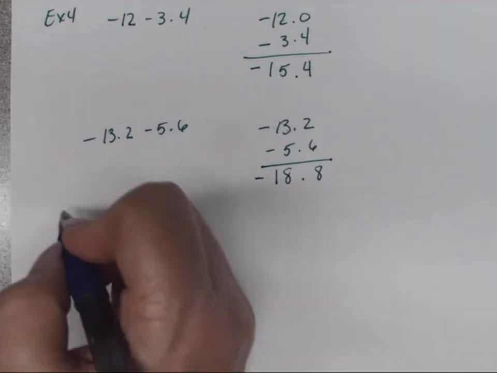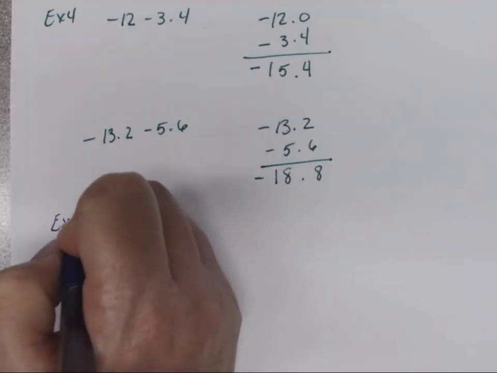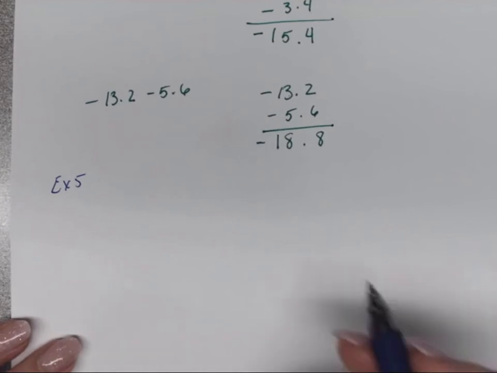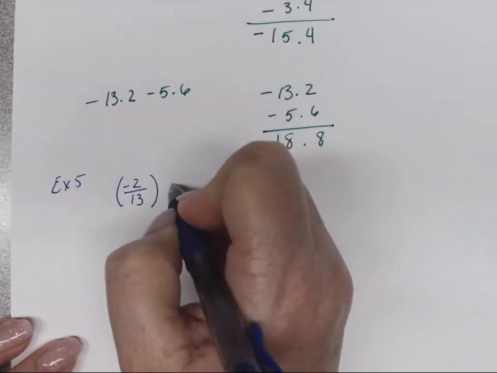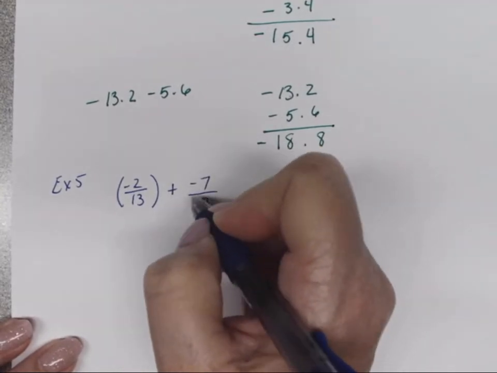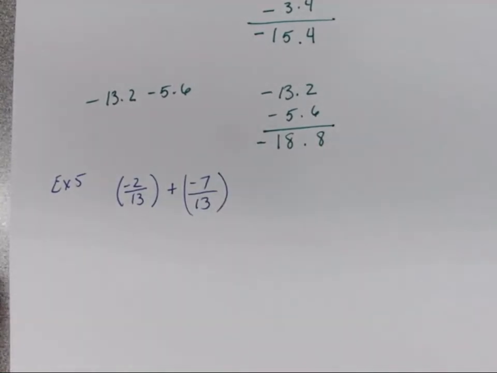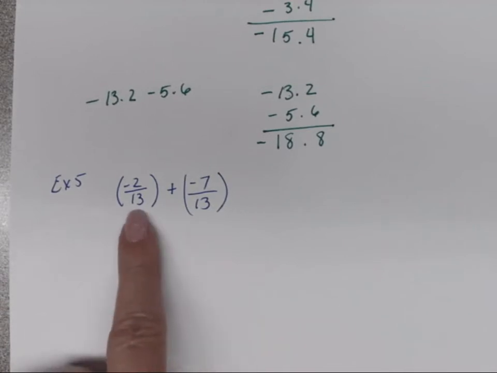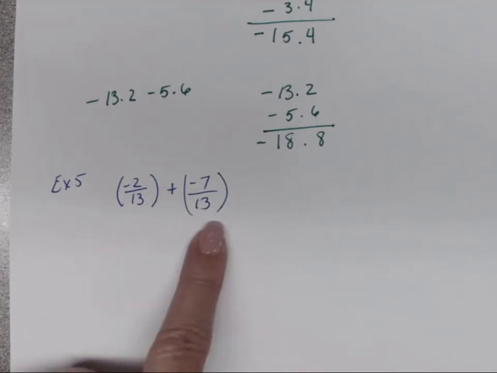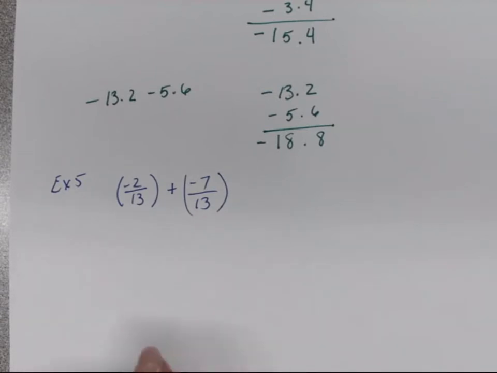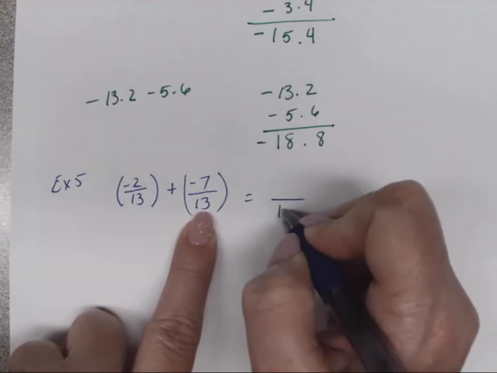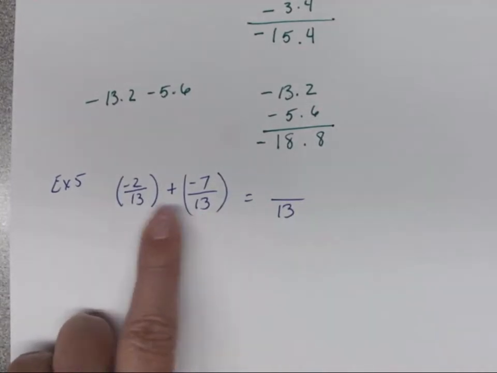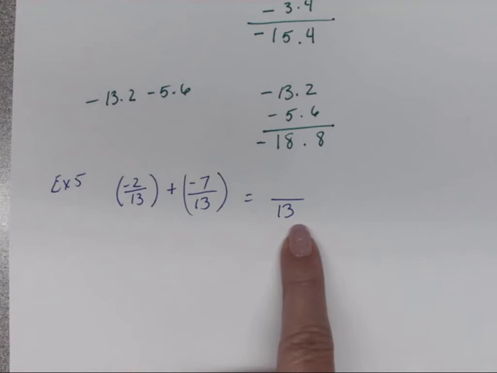All right, let's look at example 5. So we have negative 2 over 13 plus negative 7 over 13. Well, these are fractions. The main thing we have to know about fractions is you can add them if they have the same denominator. If they don't, we will have to get a common denominator. Luckily, these have the same denominator, so we know it's going to be 13 on the bottom.